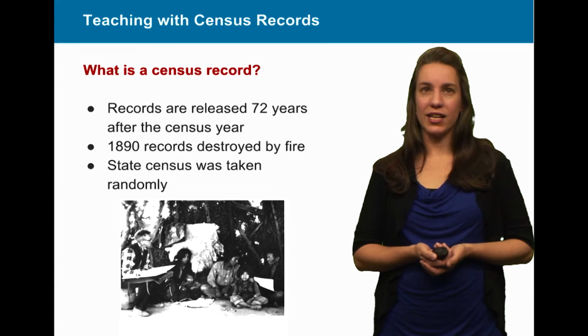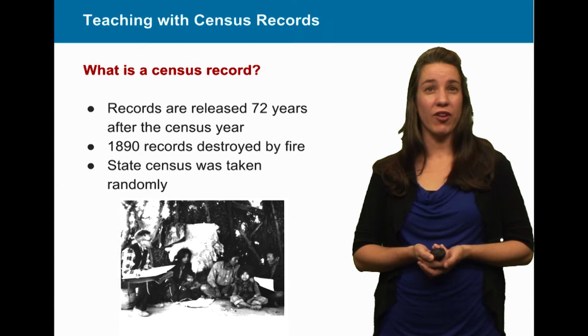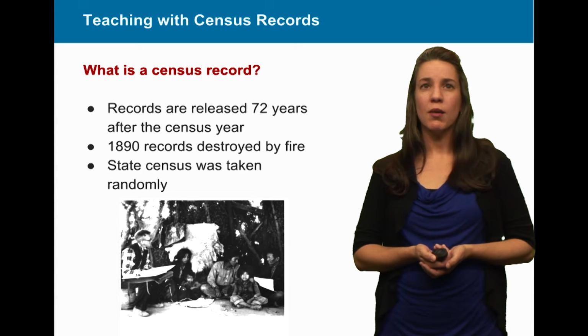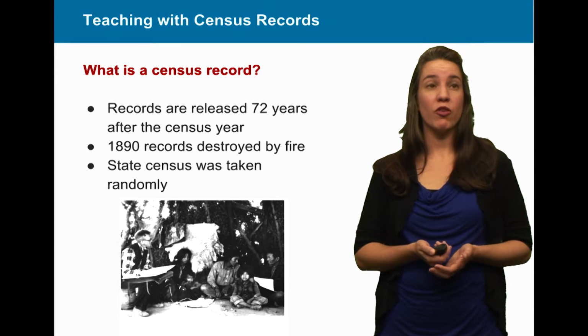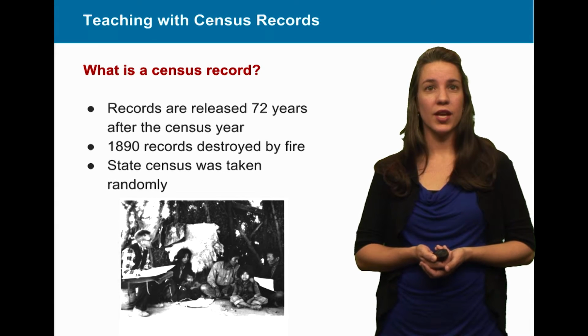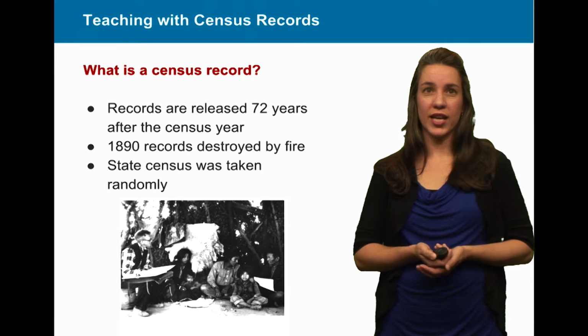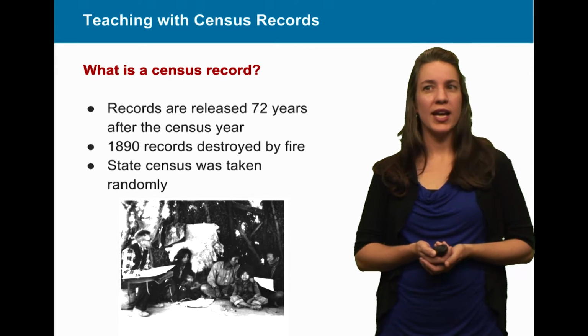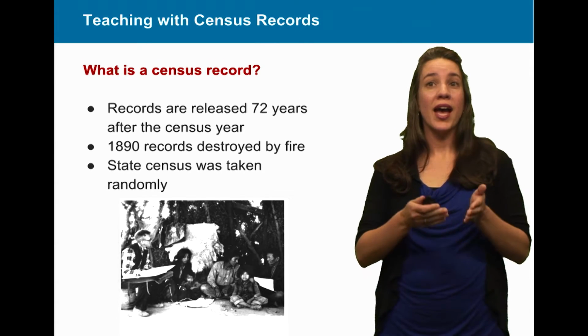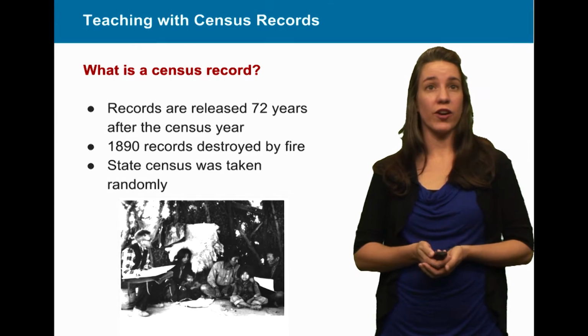The 1890 records, unfortunately, were destroyed by fire, so those are very sparse. But otherwise, there are great records from every other census year. State census records were also taken, but they were taken more randomly, and so you can't necessarily count on them as regularly as the every 10-year federal census.